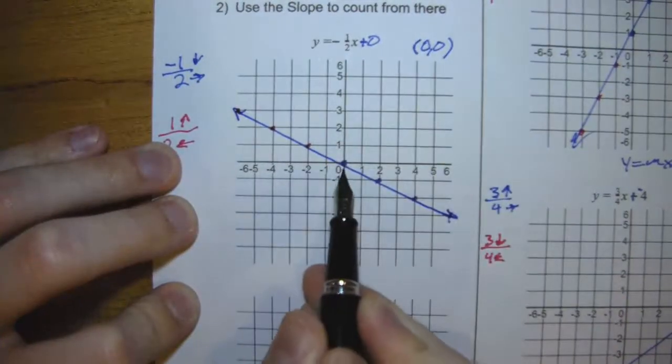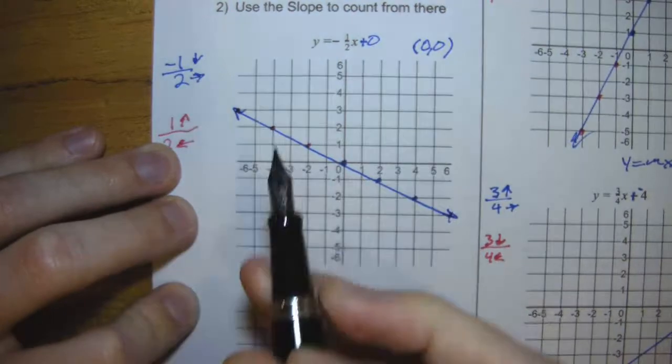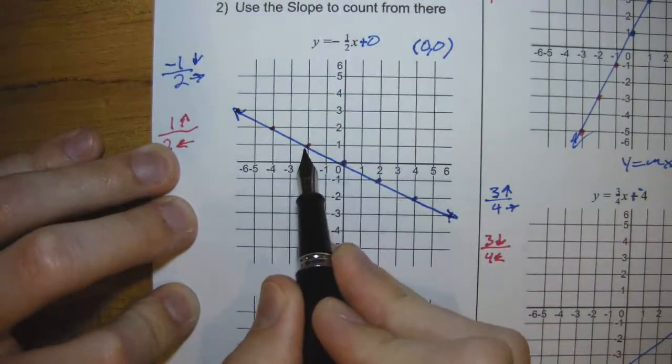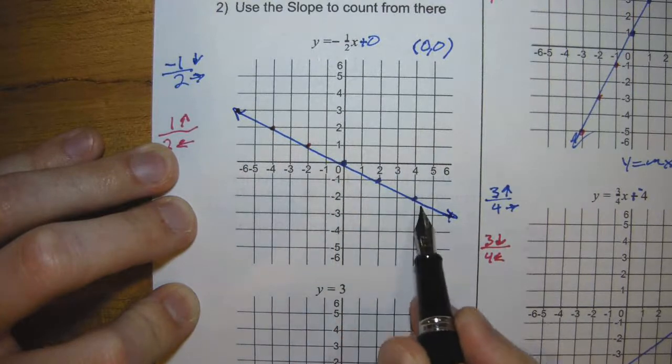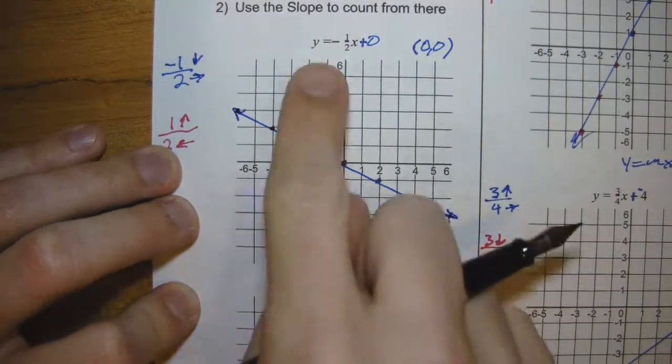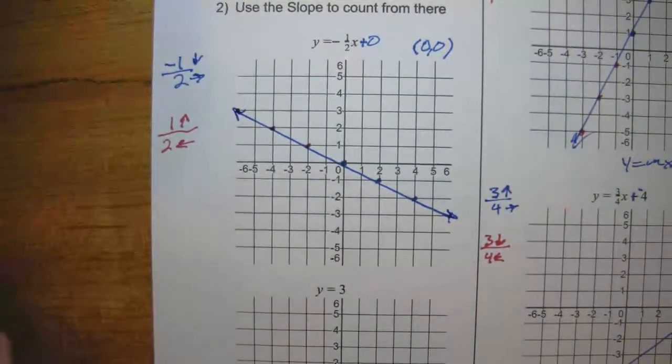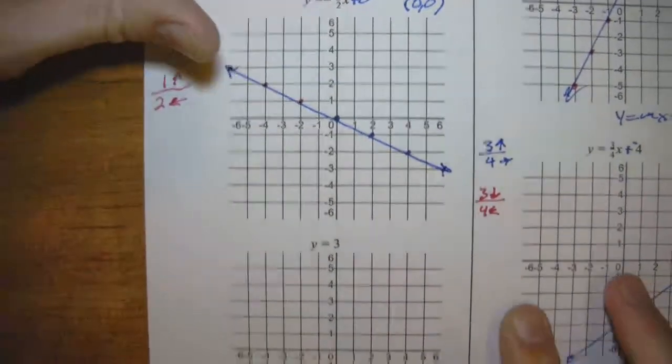Starting at the origin, our slope we said was down 1 and then right 2. So notice down 1, right 2, down 1, right 2, down 1, right 2. It works all the way through. Looks like we've done it right. Negative slope, so the line trends down. Yep, everything's matching up perfectly. Looks good. Let's try one more.